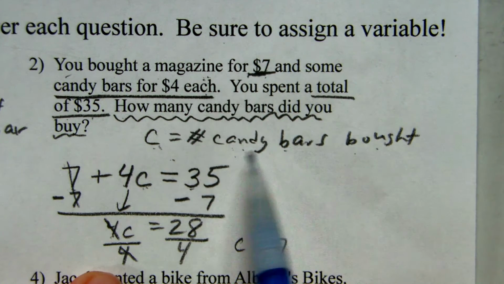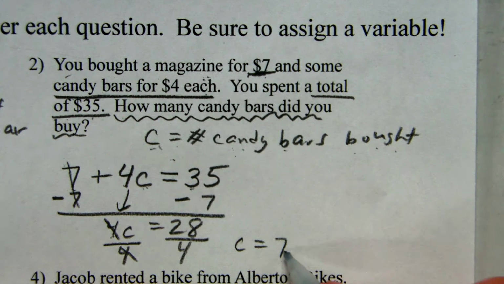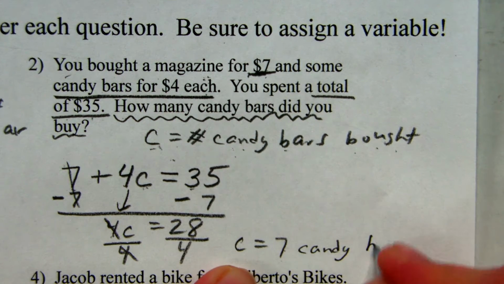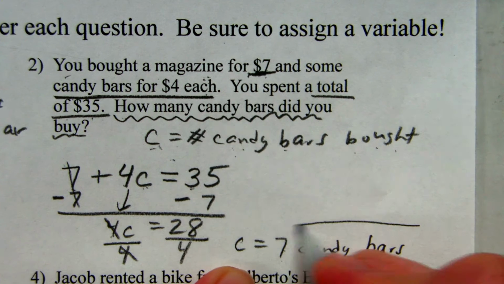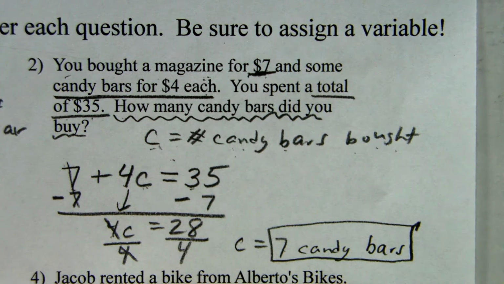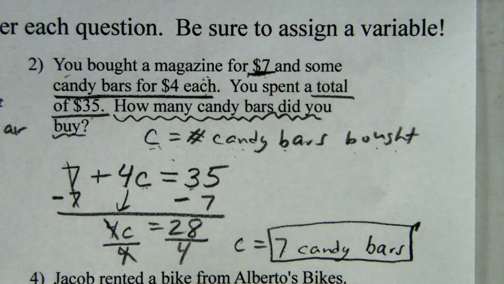So let's go back. So C stands for the number of candy bars bought. So the 7 means that they bought 7, or you bought 7 candy bars if you're reading the problem. So we're just going to label our answers for today, and we'll talk about going more in depth with writing out our solutions in the next lesson.